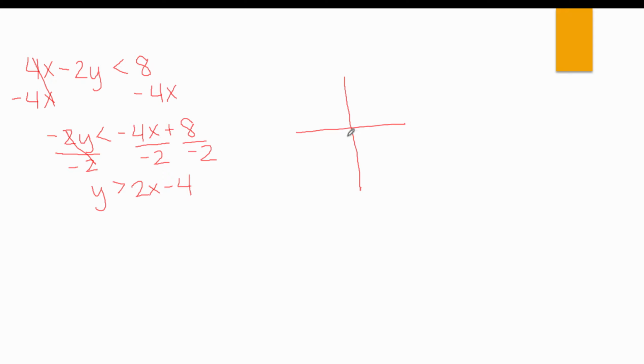First thing I'm doing is going down 4. That's my y-intercept, putting my first point. Then I'm using my slope, which is 2 over 1. So I'm rising 2 and running 1.